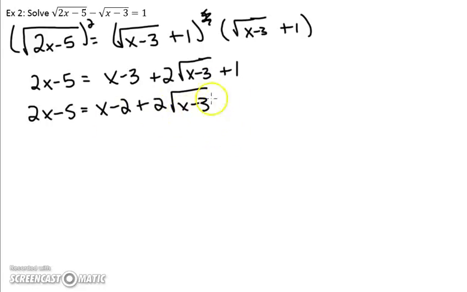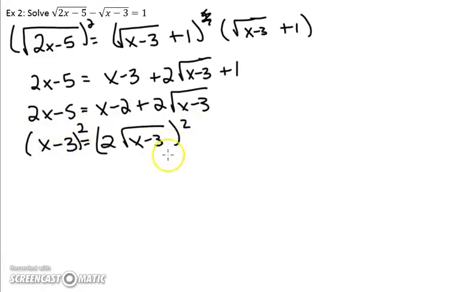a single radical equation. So we want to get this radical by itself. So let's subtract the x, let's add the 2. So x minus 3 is equal to 2 times the square root of x minus 3. Now we have the square root isolated. You could, if you want, divide by 2 here, but that's going to make the squaring a little bit more ugly. So we're just going to square it the way it is.